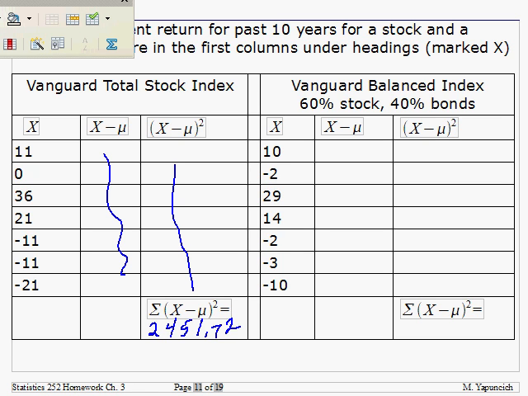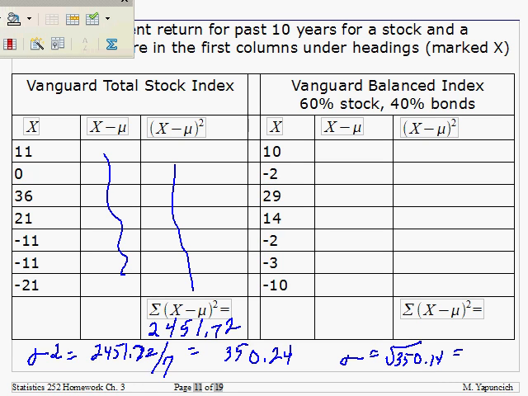Now to find the variance, which will be sigma squared, you take the 2451.72 and you divide by the number of data points you have, in this case 7. It'll be different on homework. And then you get something like 350. And that's the variance. The standard deviation would be the square root of that. So you just take the square root of the 350 and get something like 18.7. That's the standard deviation for this data set.